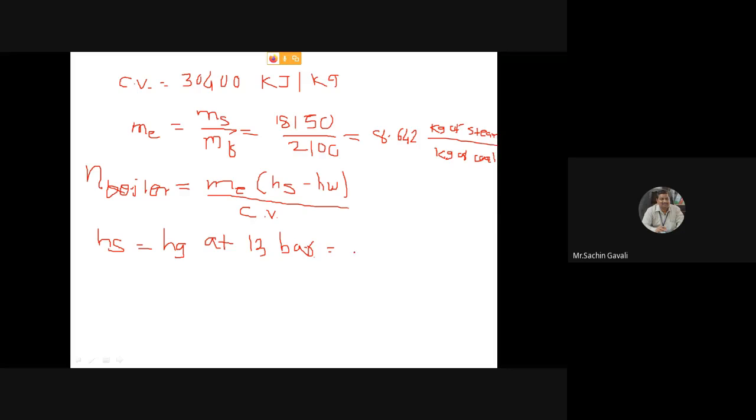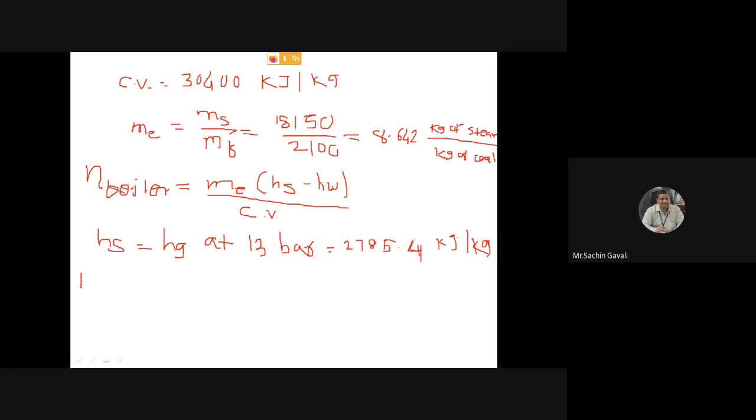2785.4 kilojoule per kg. Okay. Then HW is equal to, table number 2 we have to write. Which table have we taken? From table number 2 from the steam table.